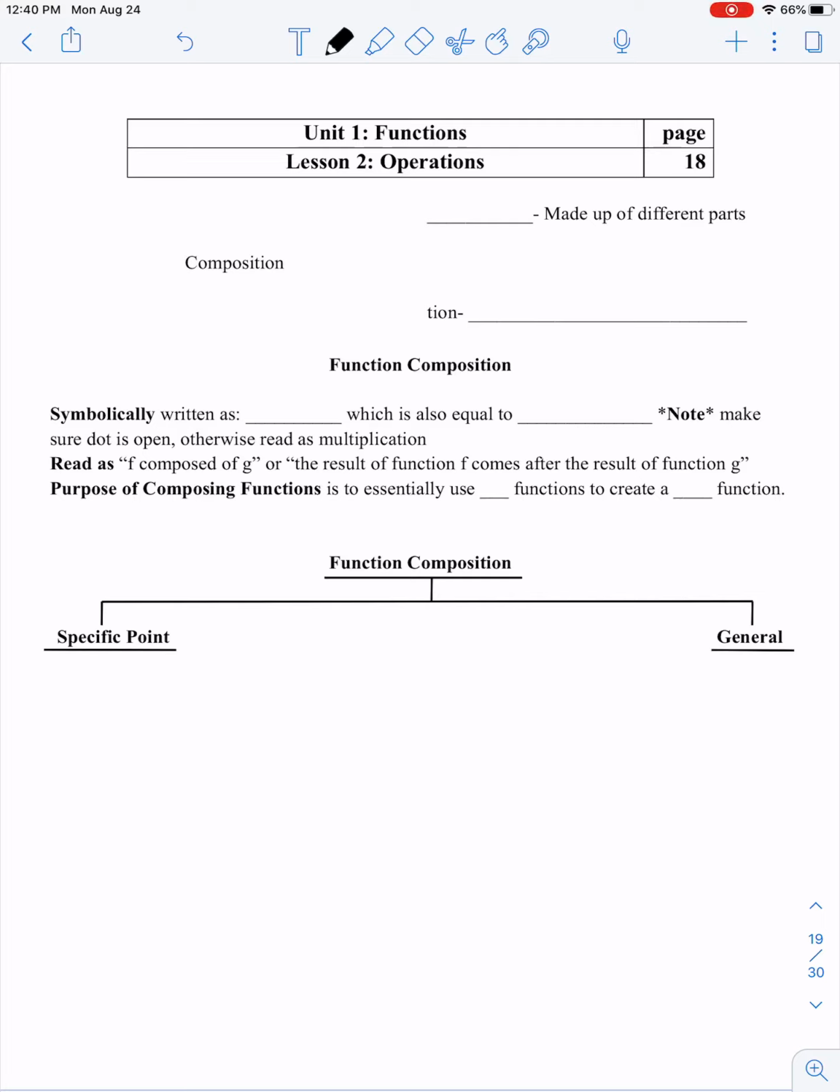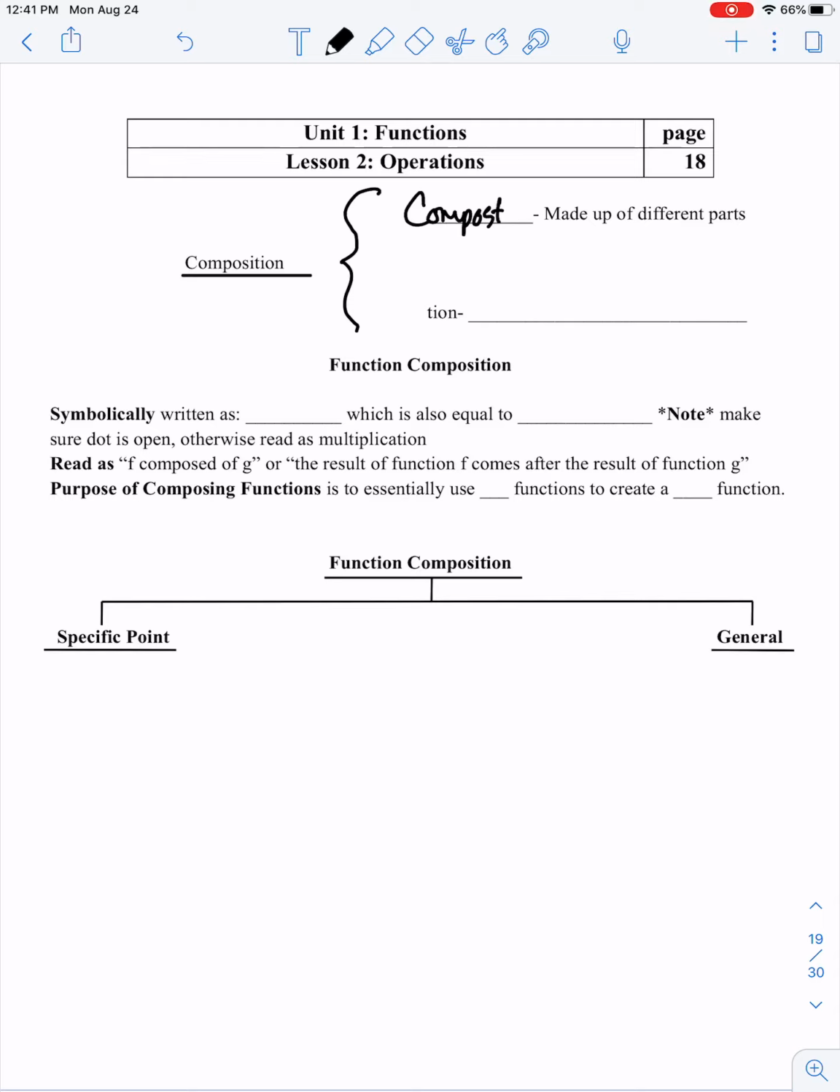So an operation that isn't usually thought of as being an operation is what we call compositional functions. Okay, so compositional function can be understood if you break the word composition down. I like to think of the word compost, so made up of different parts.